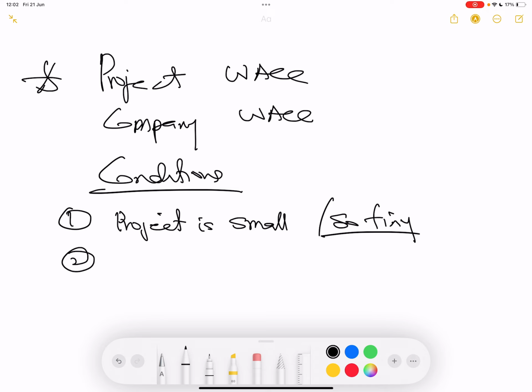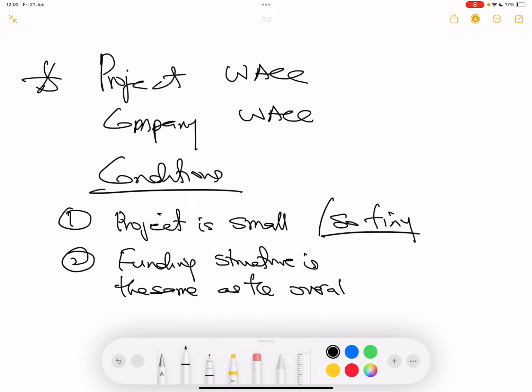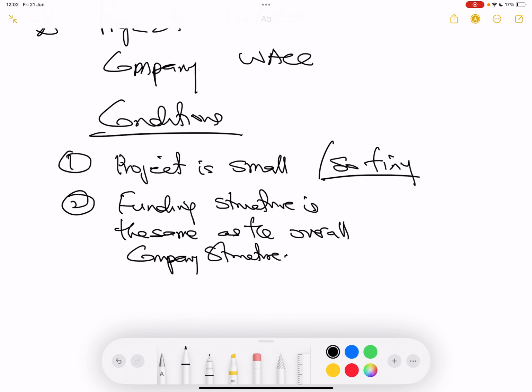Another one is if the funding structure is the same as the overall company structure, then you can adopt the same company's WACC. You don't need to necessarily start calculating a new WACC for the project, because it's always 80-20, and you believe that you're still going to use the 80-20 in your project funding, 80 debt, 20 equity, or whatever. So if it's the same percentage, the same structure, you can adopt the same.